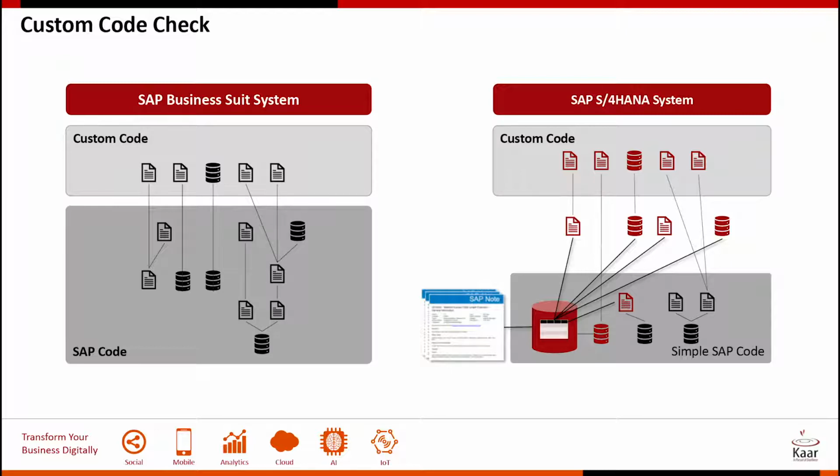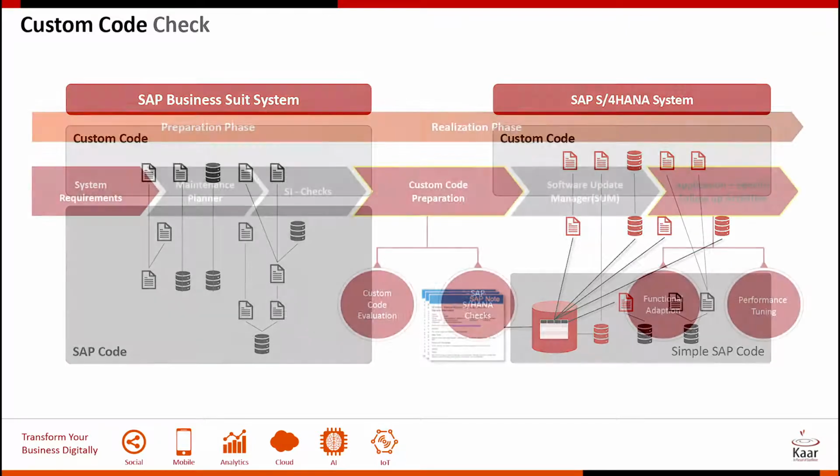And how do you know what has to be fixed? That is provided to you through the simplification list and all the tools that you use during the prepare phase. So based on experience, we have found that about 20 to 30% of your ABAP code definitely needs to be adapted before you move to S4.